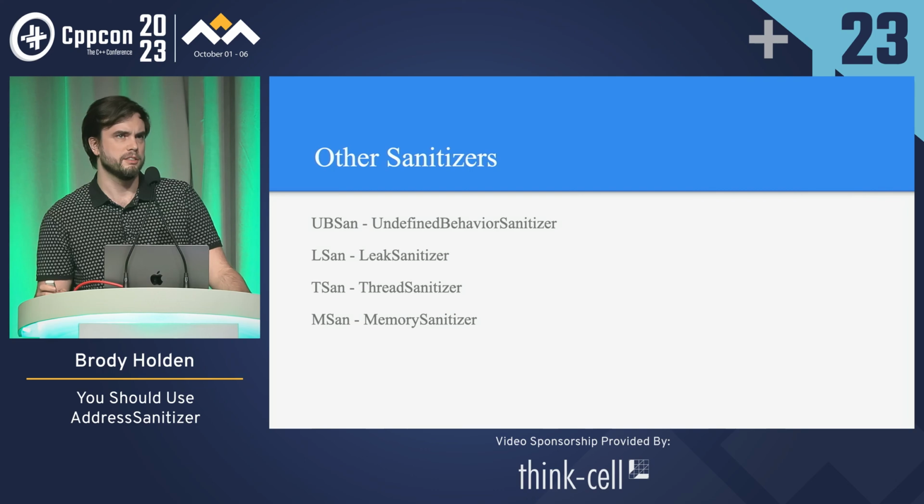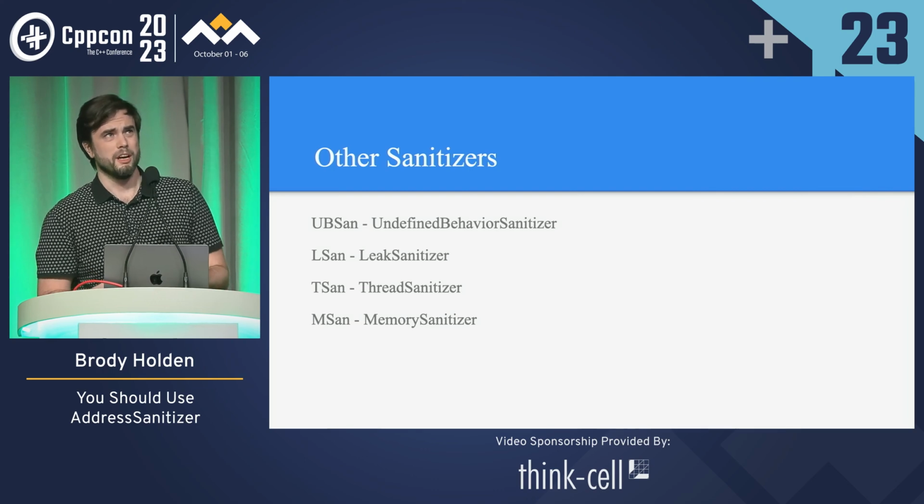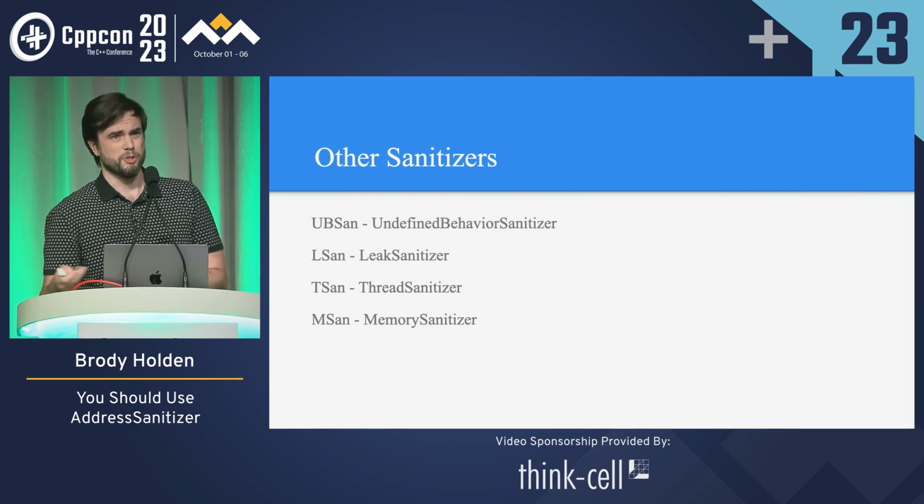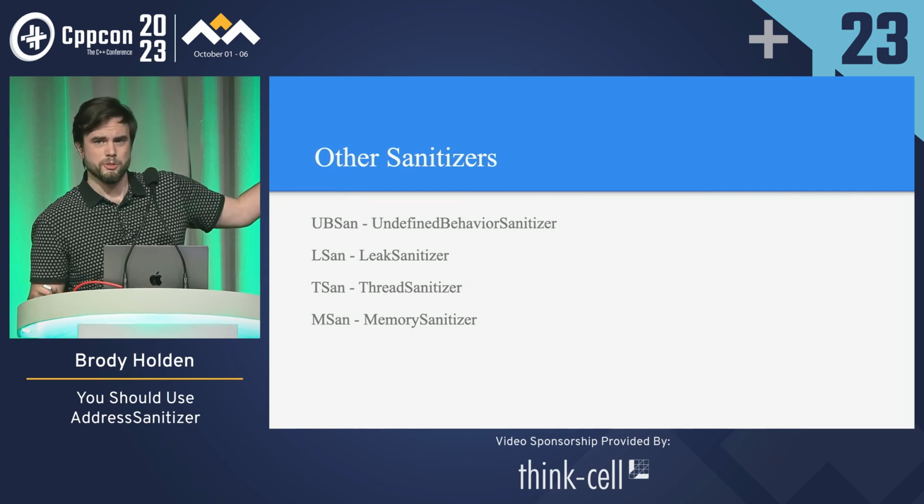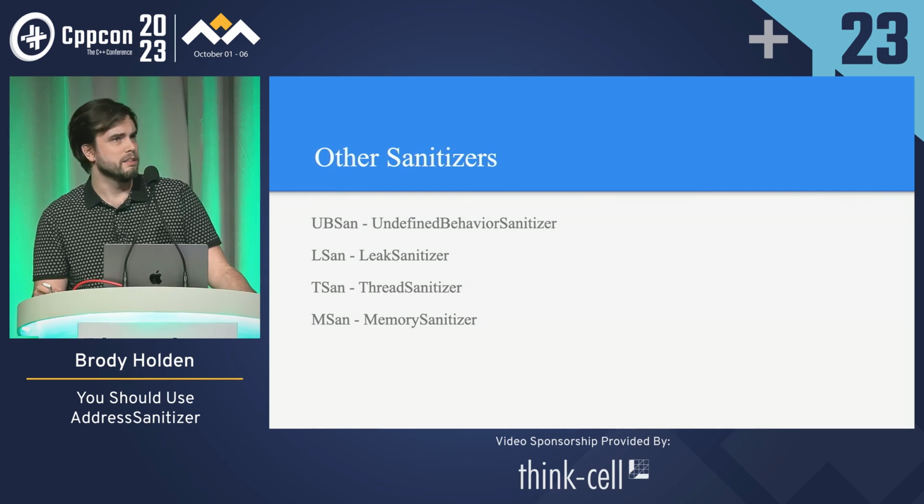There's UBSan, it'll detect things like pointer misalignment, vptr mismatch, shifts that are UB. LeakSan will run as its own separate tool. TSan is for data races. It's a very humbling tool.